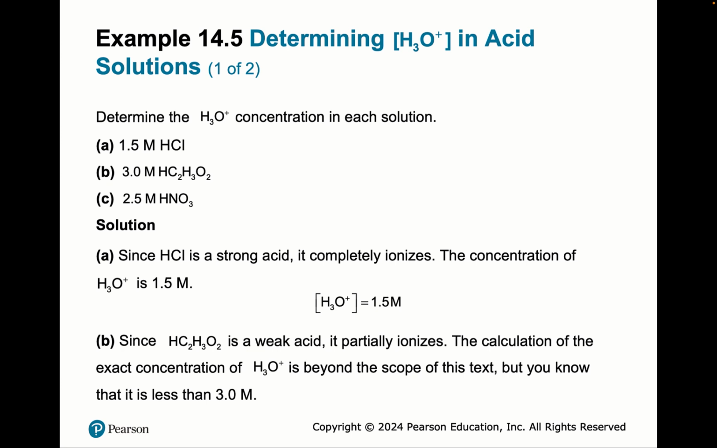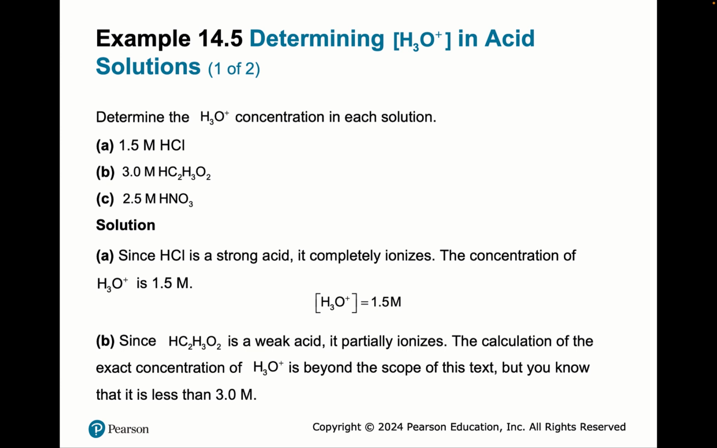Perchloric, HClO4, H2SO4 sulfuric, and HNO3 nitric. So those are the strong acids. Just memorize those, and everything else is a weak acid. That means acetic acid is not one of those. It's a weak acid.